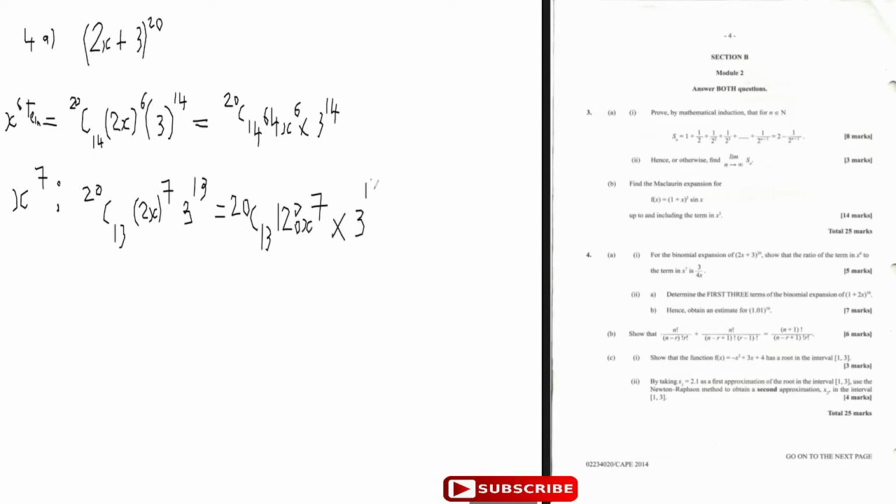To find their ratio, you're going to do a division of these two terms. So you're going to do a division to get their ratio. So put in a calculator 20 choose 14 over 20 choose 13. This part over this part is 20 choose 14 divided by 20 choose 13. This part works out to be a half.